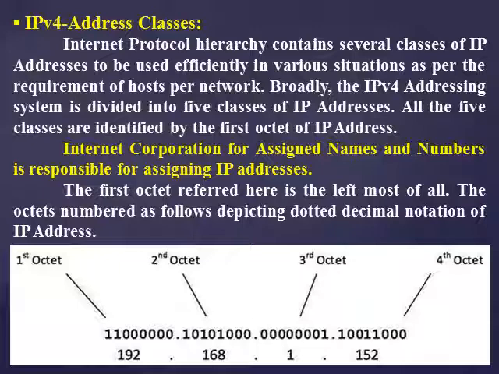The octet numbers are as follows, depicting the dotted decimal notation of the IP addresses. So we have the decimal IP address 192.168.1.152 in the figure. The leftmost part of this IP address, when converted into binary, is called the first octet. So this is the basic representation of the IP address.